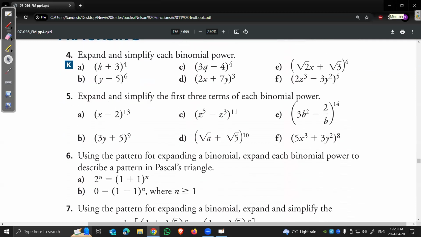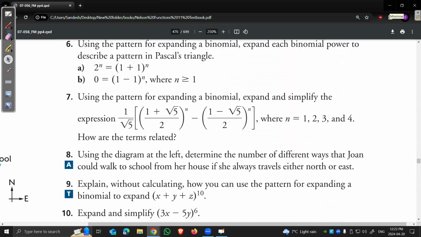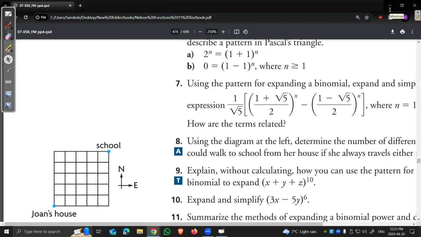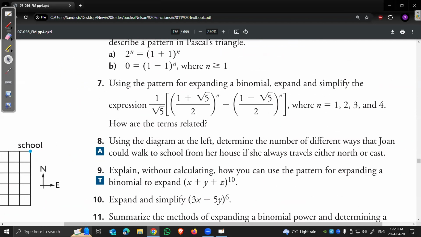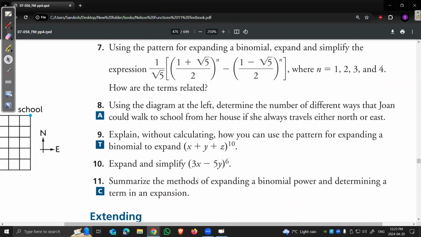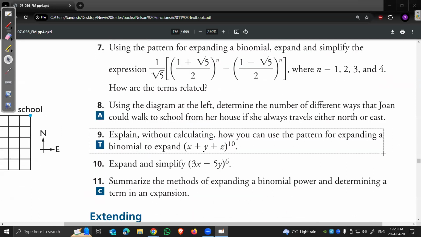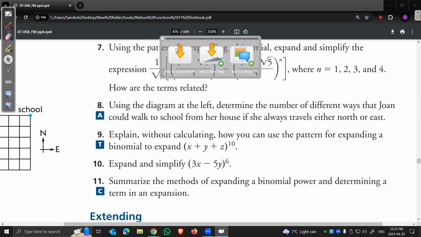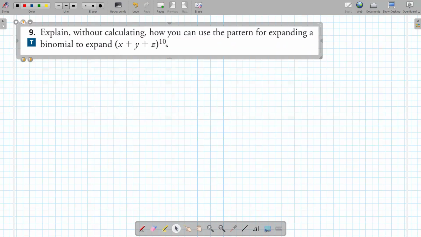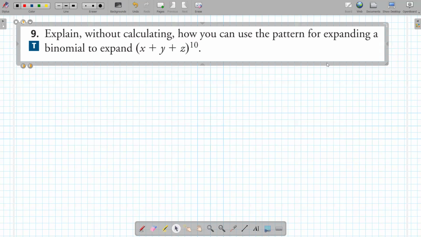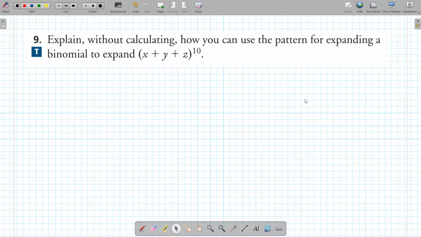All of these are pretty simple. Maybe we'll try doing this one. Maybe we'll do it for a little bit less power because the idea is the same. Let's do it for cubed. Let's say you want to open this. For cube, it's 1, 3, 3, 1, the coefficients.